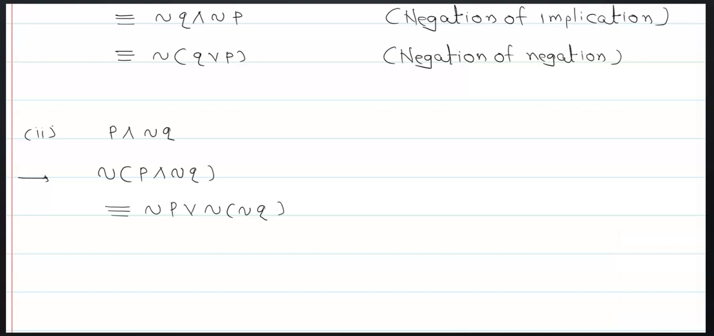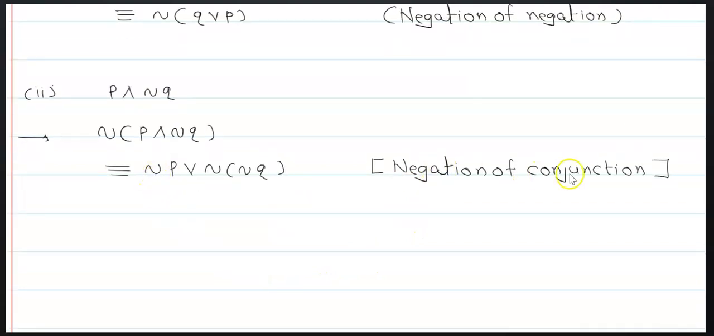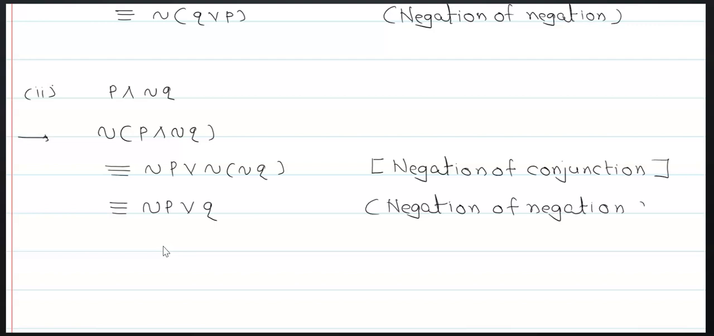Next is P and negation Q. Now we'll apply the negation here. That is the negation of P or negation of negation Q. That is the negation of conjunction, which becomes OR. That is the negation of P or Q. That is the negation of negation.